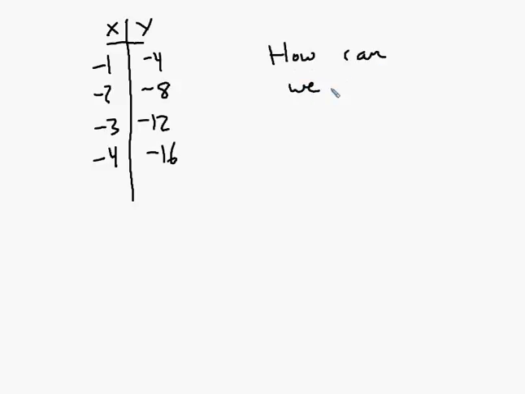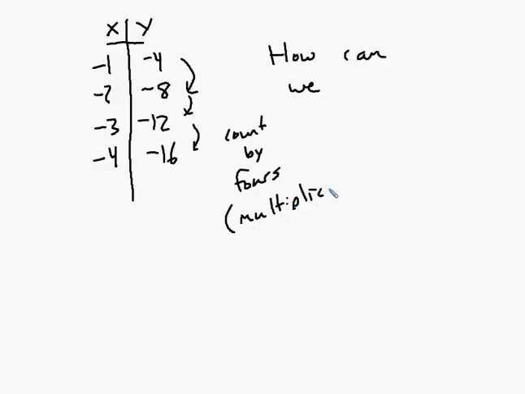Multiples of 4. Okay, I'm glad you recognized that. So it seems that as we go from here to here, we're counting by 4s, right? And when you see that happening, you might think, well, there's a multiplication going on. So we possibly have multiplication in our mix. So can you see a way to go from x to y? Times 4.